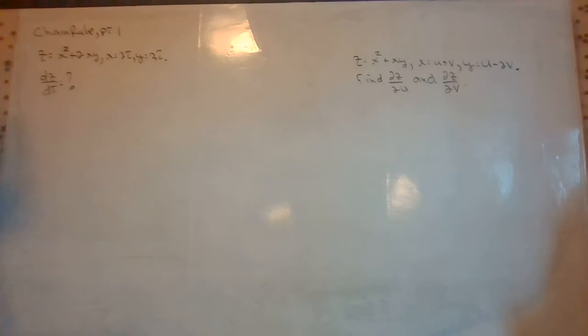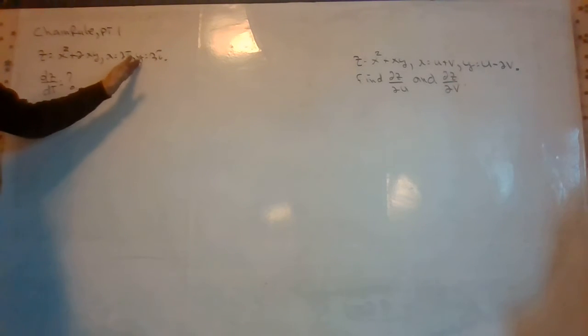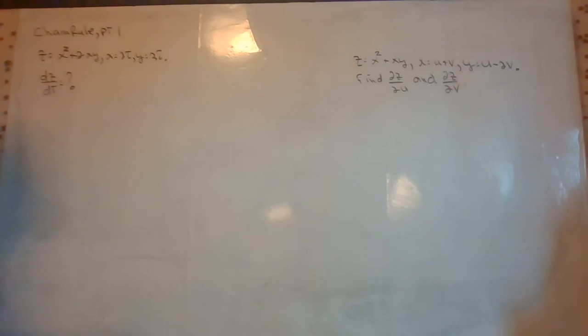Chain rule part one. We have a function z equals x squared plus 2xy, but then x is a function of t and y is a function of t. It's quite often useful to figure out how z is changing with respect to t. So that's our first question. Well, there's actually two methods.